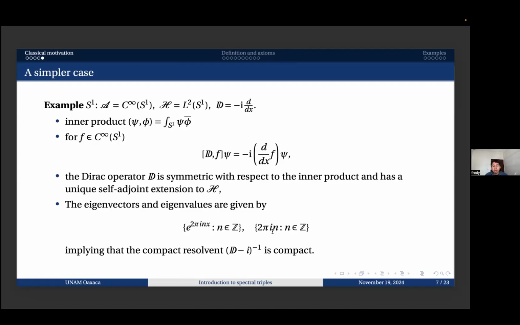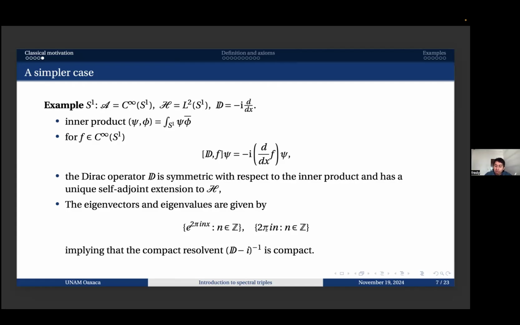As I said before, the spectrum of the Dirac operator is discrete, and in this case the absolute value of these numbers goes to infinity, implying that the resolvent is compact.